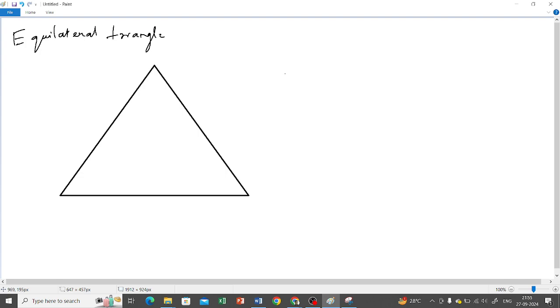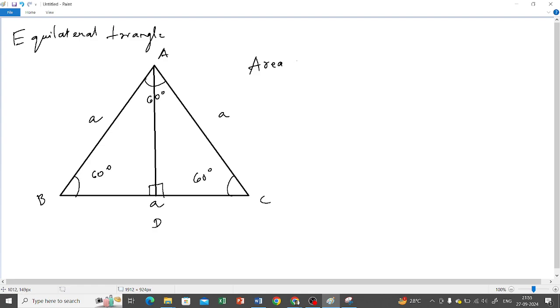Now see, an equilateral triangle is nothing but a specialized isosceles triangle. So all the properties of an isosceles triangle will be there. What else? Every side of an equilateral triangle is equal. All the sides are equal. Each angle is 60 degrees. Here also altitude and median are the same, but some special things are also there.